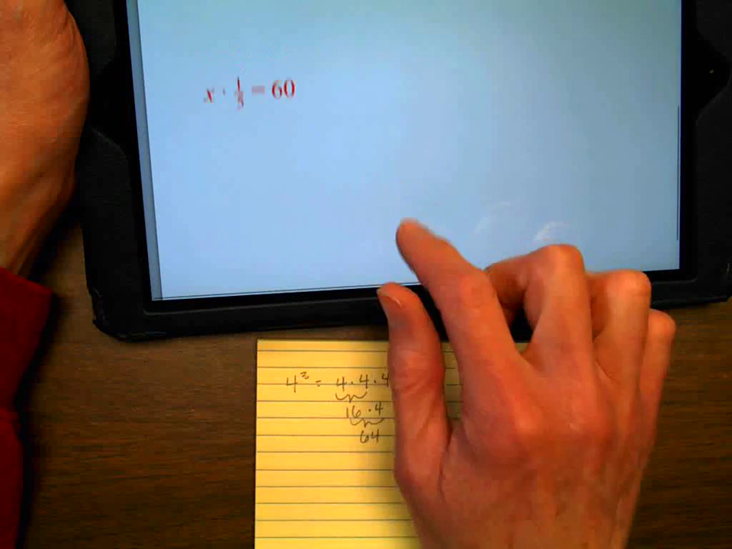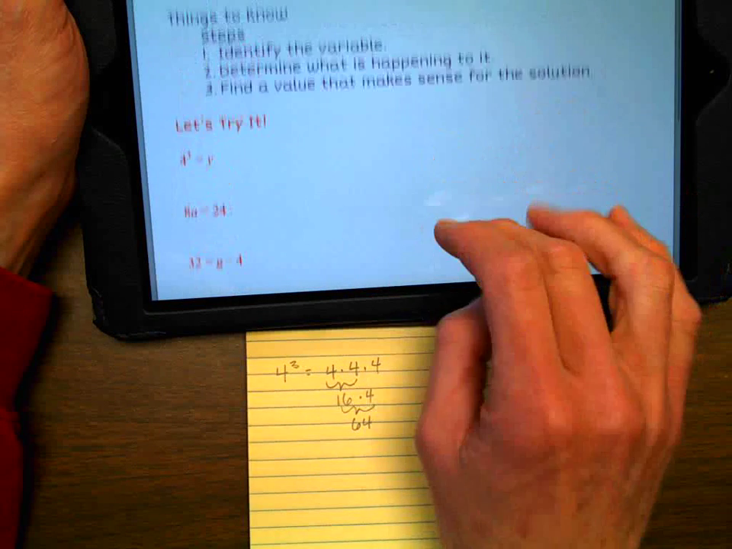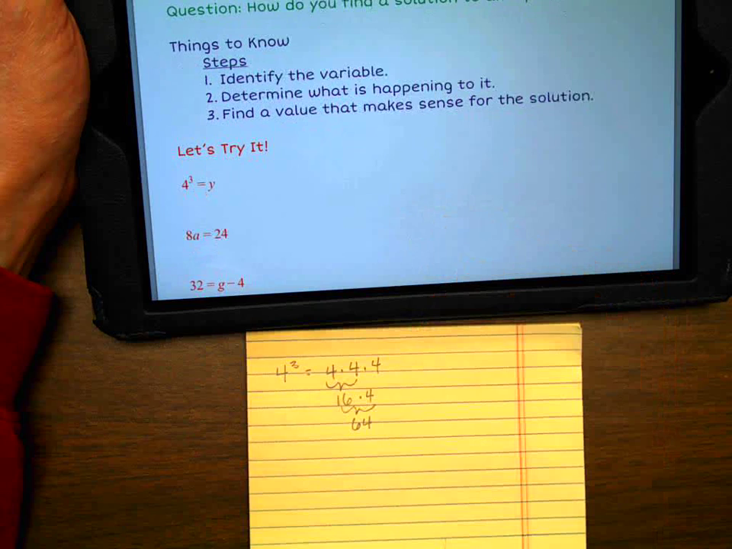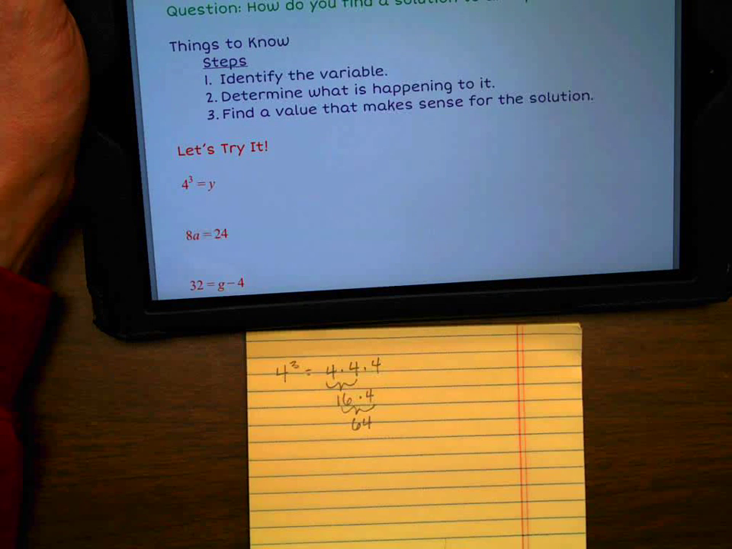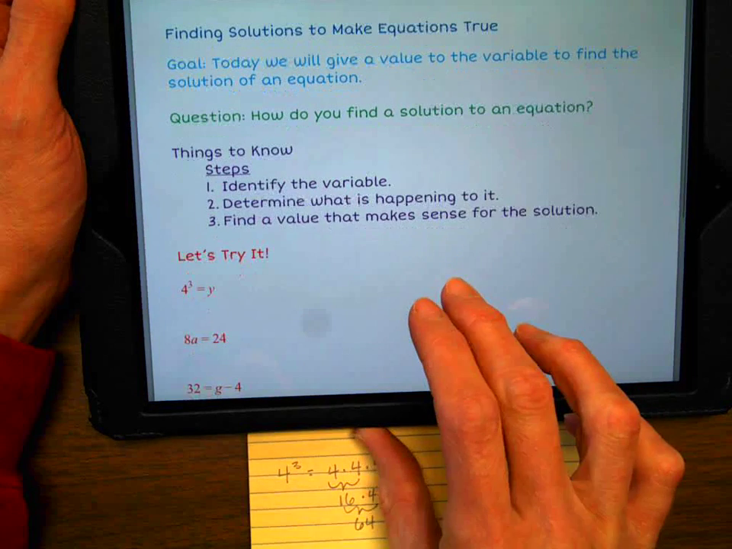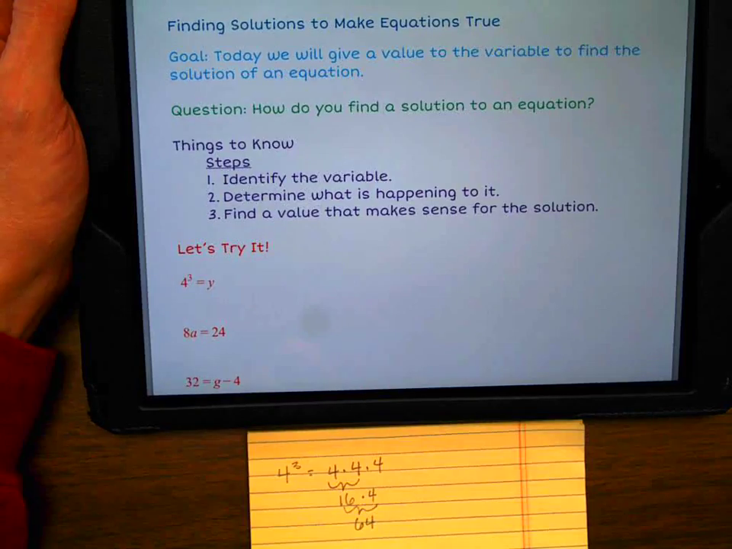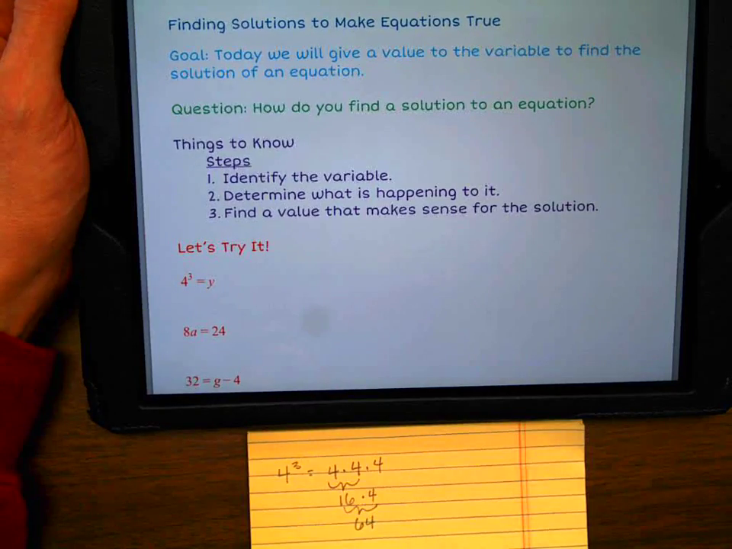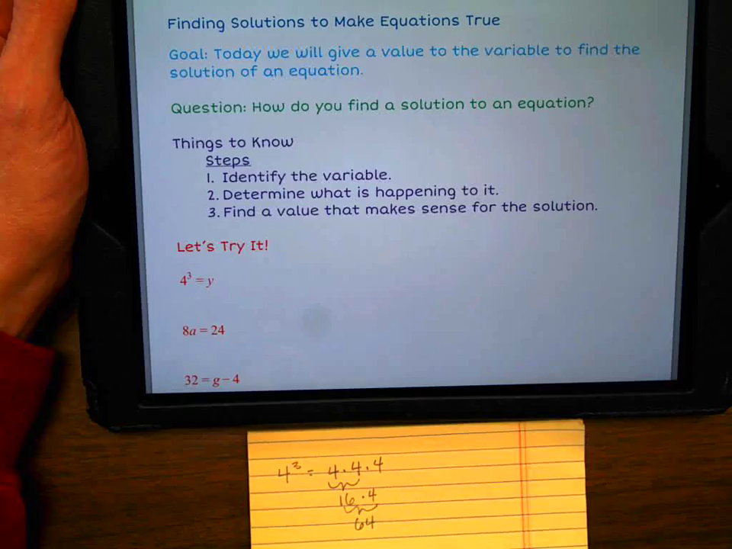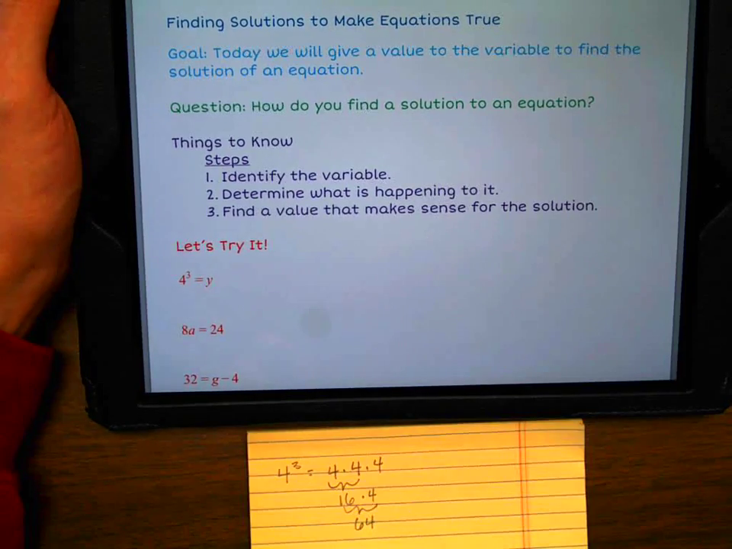Again, my favorite lesson because we're actually doing some fun math. Let's go back up to our goal. Our goal for today is to give a value to the variable to find the solution of the equation. Oops, you can't see it. Sorry, let me pull that down. Today we will give a value to the variable to find the solution of an equation. We did that. And then the question is, how do you find the solution to the equation? Basically, we do that by following the 3 steps under the things to know. And that's all I have for you today.